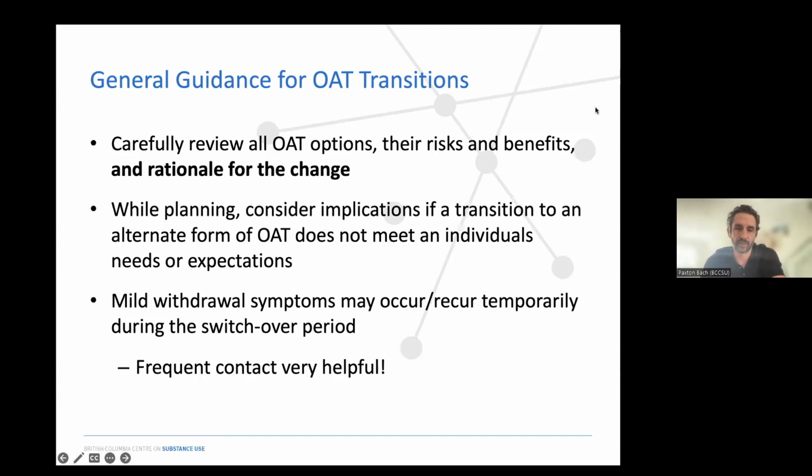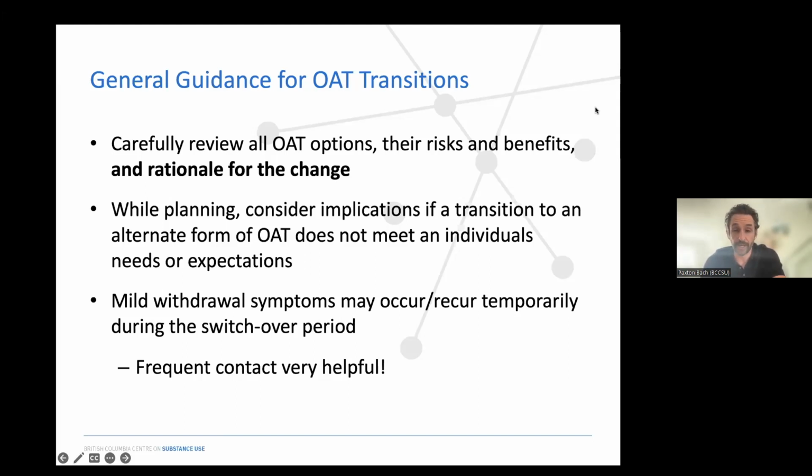So I think it's really important to consider all of these implications before making the switch, particularly if somebody is stable or somewhat stable. I think it's also important to counsel people on the fact that anytime we're doing these transitions, we stay in contact quite frequently. There's lots of communication.